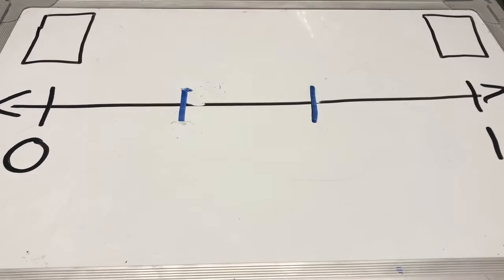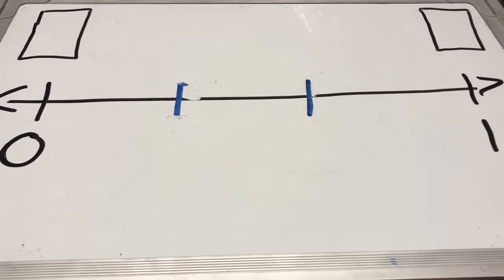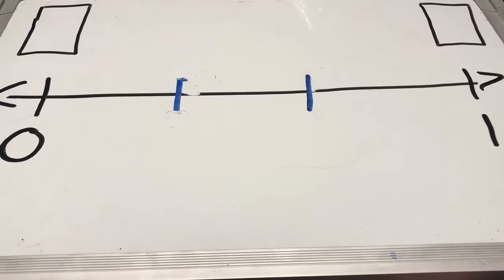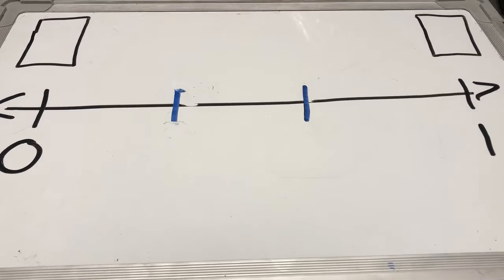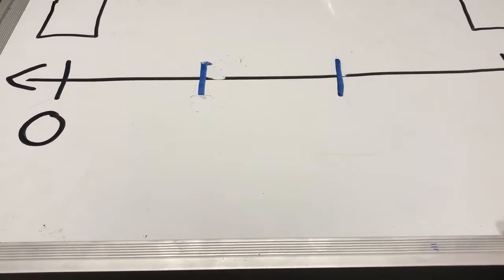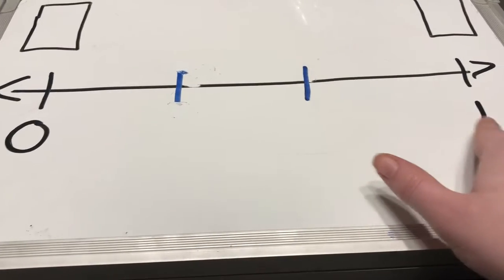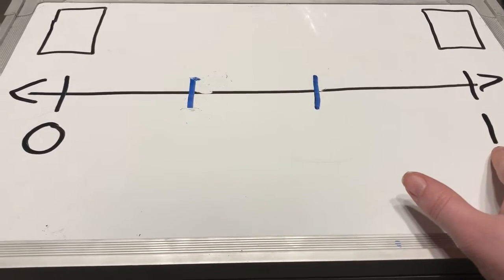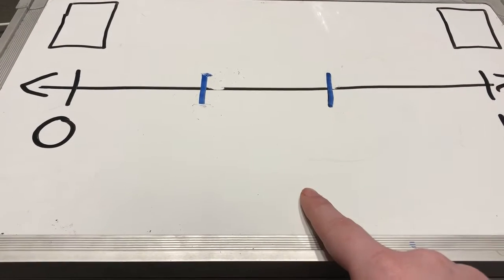I'm going to show you a video that I made myself about reviewing fractions on a number line. Now it's important when we think of fractions, we always need to think about how many parts are in our whole. In this case, our whole is 1, because we have 0 at the beginning of the number line and a 1 at the end. That tells us that we have one whole.